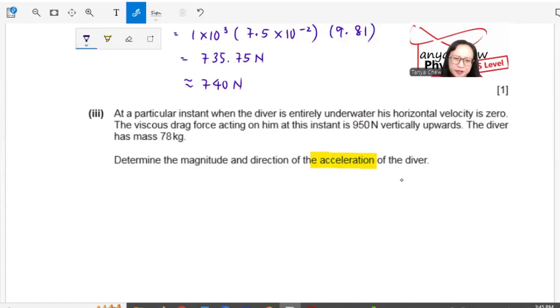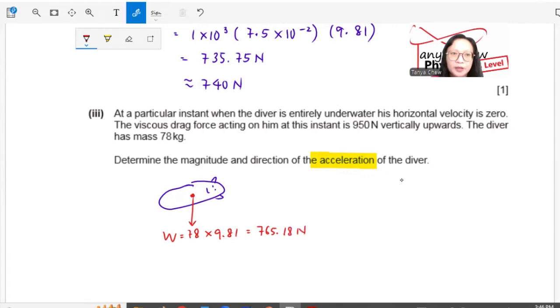I'm not good in drawing, so I just assume that the diver is like this. This is a leg, okay? I'm so sorry. You just imagine that this is the diver, and there is the mass of the diver. But I don't want mass. Mass is a scalar quantity. I just want to tell you weight of the diver is here. Weight of the diver is 78 kilogram times 9.81. W equals mg.